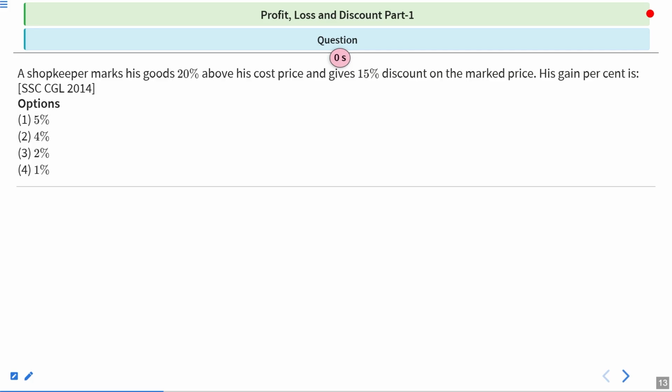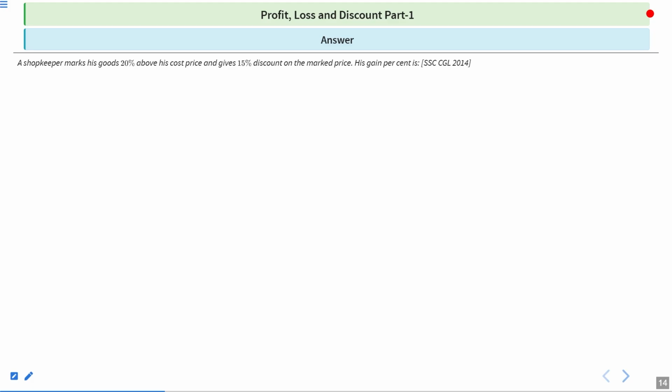Now time's up. Let's see the solution of this question. The question says that a shopkeeper marks his goods 20% above the cost price and gives a discount of 15% on the marked price. So what is the gain percent? The correct answer of this question is C, which is 2%. Now see the detailed solution of this question.